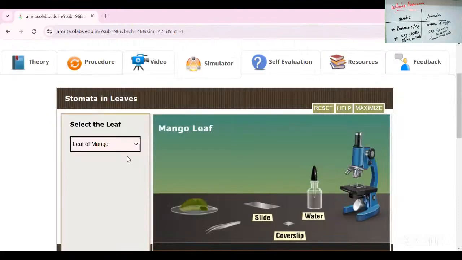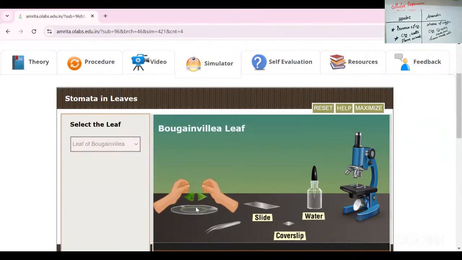Next, one more leaf is bougainvillea. So, this is the bougainvillea leaf. Each and every leaf has a different kind of cell structure also. Have you all identified the different kinds of cell structure? Yes, there are different kinds of leaves, different kinds of cell structure also. It differs from one leaf to another leaf.